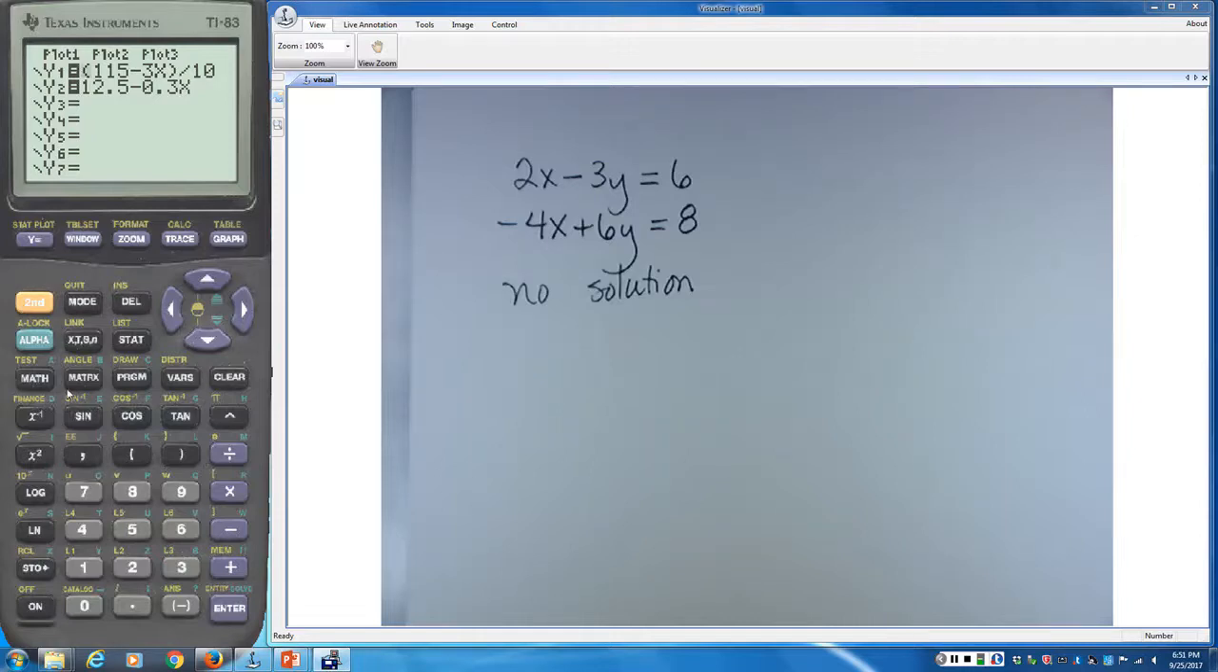Now this is different if you're on the 84 or the 83. On the 83, there is a matrix button right next to the math key. On the 84, I'm not sure it's in exactly the same place. You have to be second, and it's right... Yeah, I think it's a second. It's right below that. Okay. So get to your matrix menu.